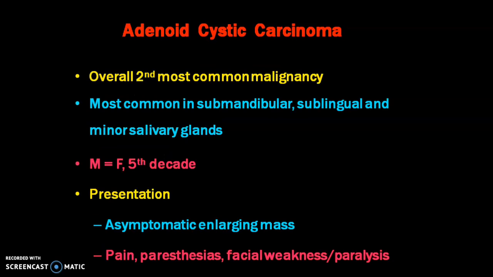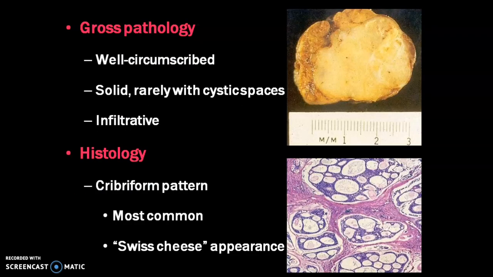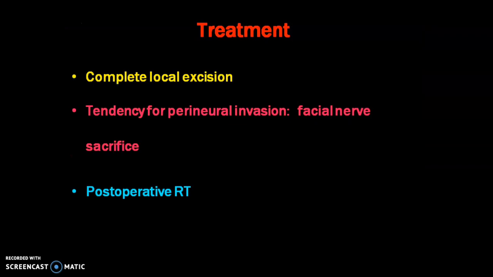Next is adenoid cystic carcinoma. Overall it is the second most common malignancy, most common in the submandibular, sublingual and minor salivary glands. Presentation is an asymptomatic, enlarging mass; pain, paresthesia and facial weakness can occur. On pathology we will see the characteristic Swiss cheese appearance of the tumor, or cribriform pattern. Treatment is complete local excision. There is a tendency for perineural invasion, especially the facial nerve, so facial nerve sacrifice may have to be done, then postoperative radiotherapy can be given.